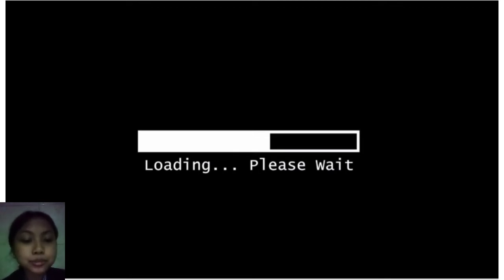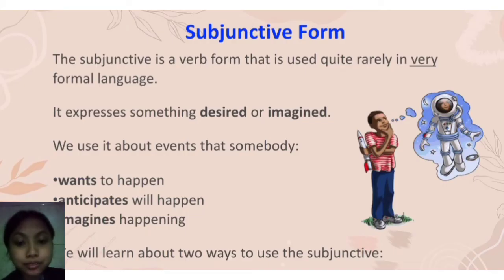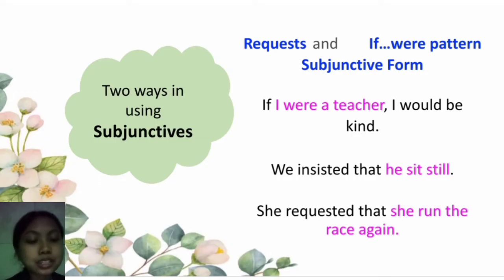For the next, we will continue to the subjunctive. The first material is about the definition of the subjunctive, which is a verb form that is used quite rarely in very formal language, and it expresses something desired or imagined. We use it about events that somebody wants to happen, anticipates will happen, and then imagines happening. And then there are two ways of using subjunctives, which are request and the if-were pattern.